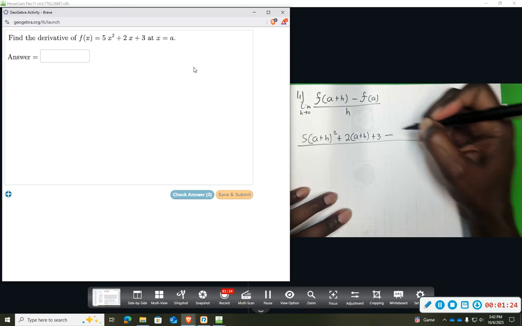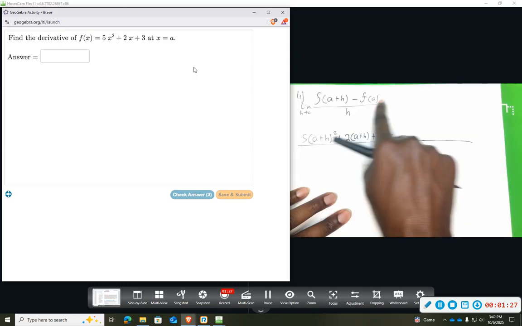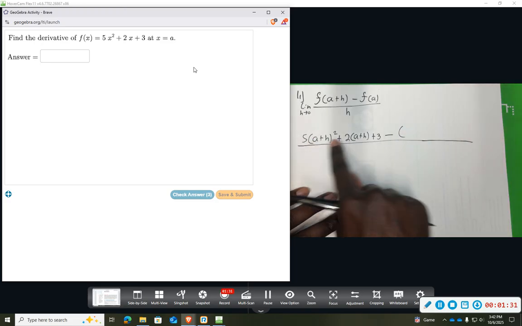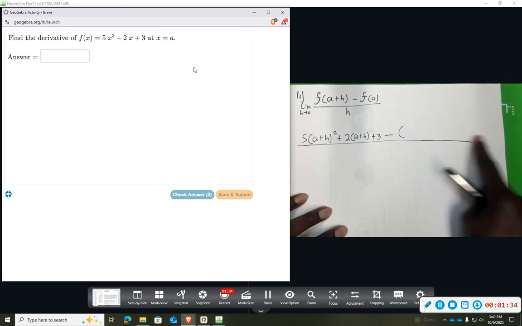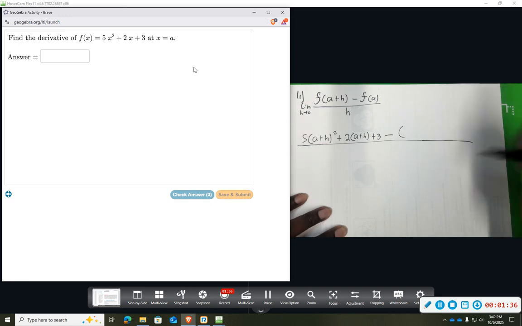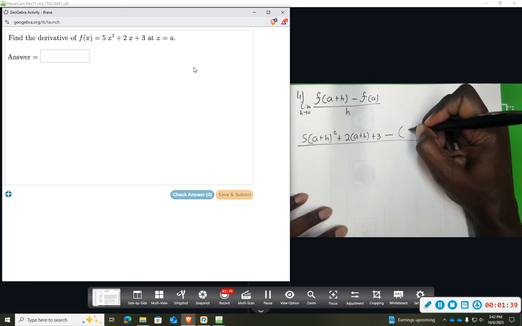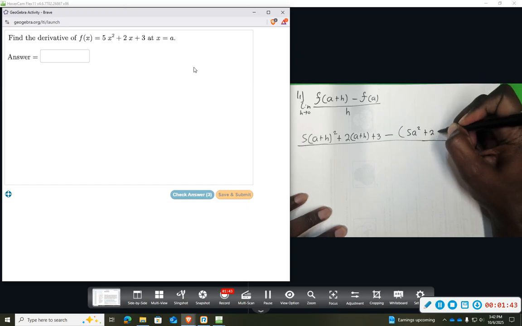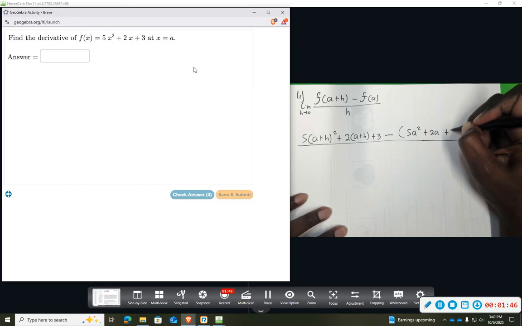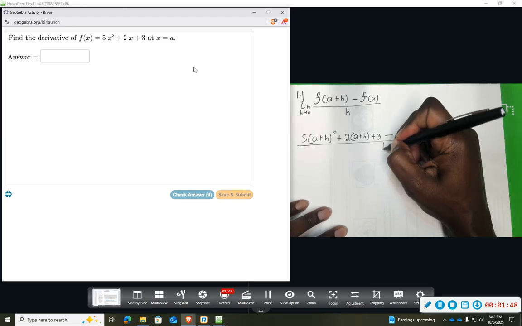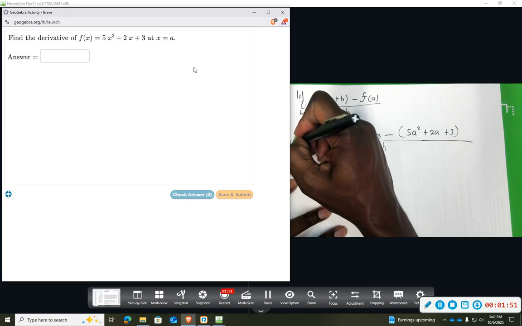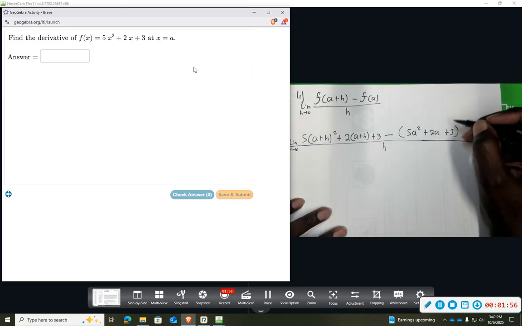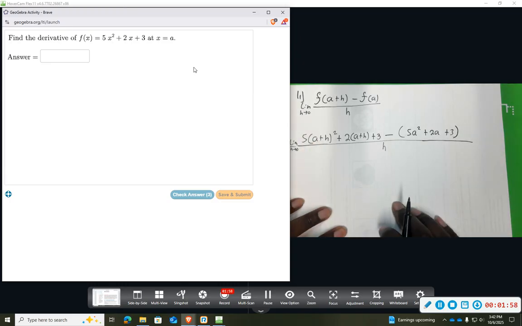and then plus 3, and then we're going to subtract the f of a. It's the same function, but we're going to be plugging in a. Now I'm going to put this in parentheses because when you subtract, whatever comes after the parentheses is all changing signs. So I'm subtracting all of these terms, so it's going to be 5a squared plus 2a plus 3, and this is divided by h. Now again, I'm being lazy, but I need my limit as h goes to 0. Okay, so that should always be there. I'm just focusing on the problem solving part.